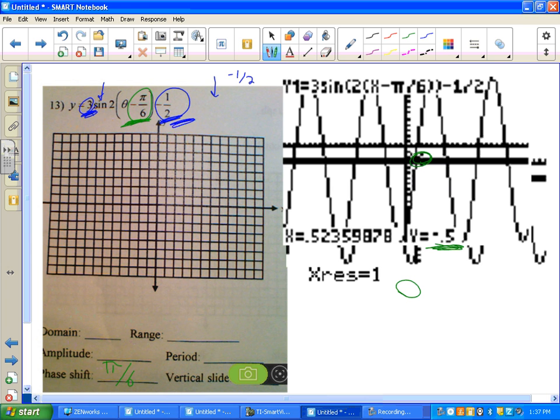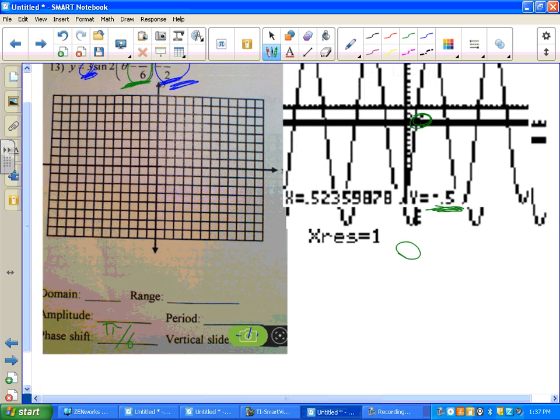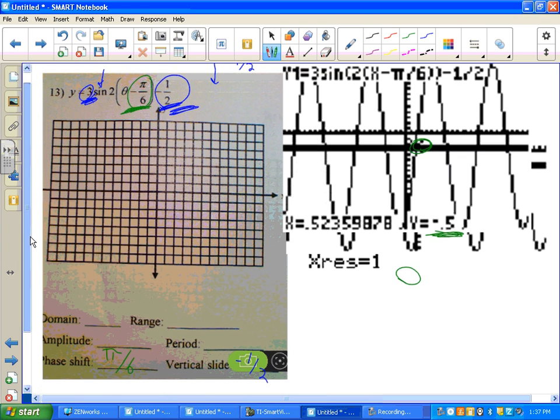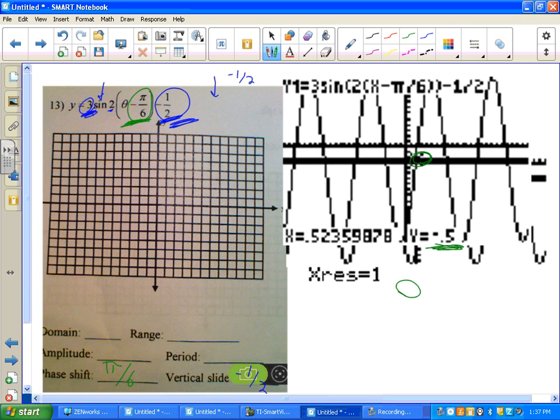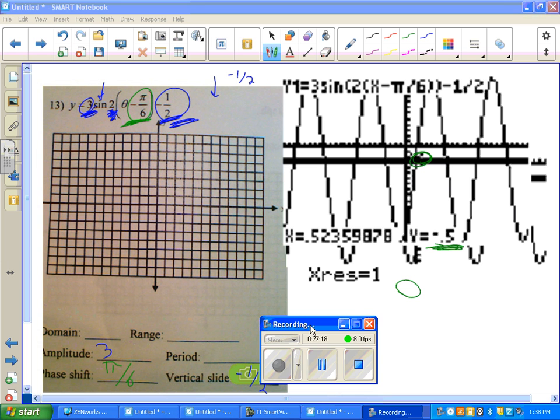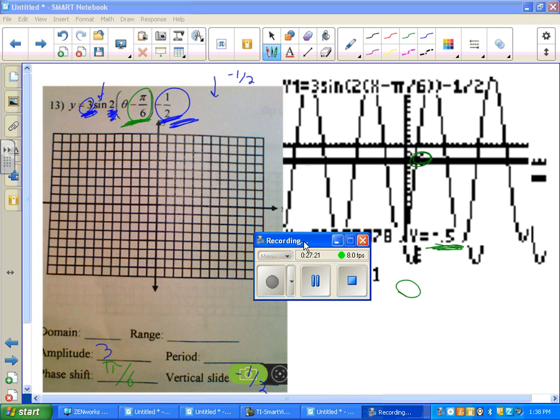Vertical slide, negative 1/2. Okay. The period. Let's hit that in a second. Amplitude is 3. Okay, have you thought about the period yet? The period. You got it. Okay, that's 30 minutes. I'm going to stop the recording here.